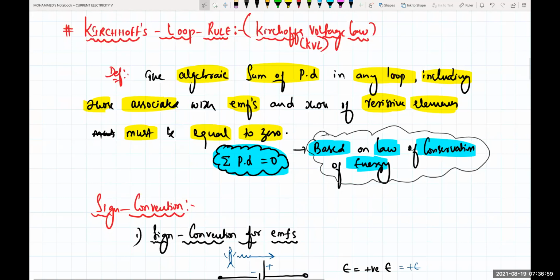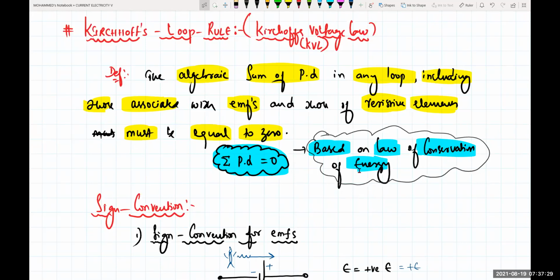Algebraic sum of the potential differences in any closed loop. See here, summation of all the potential differences, including those with EMFs and the resistive elements, must always be equal to 0. It is based upon the law of conservation of energy. First law is based upon what, beta? Law of conservation of charges. Second is based upon the law of conservation of energy. Summation of all potential differences across any closed circuit will always be equal to 0. Is it clear?